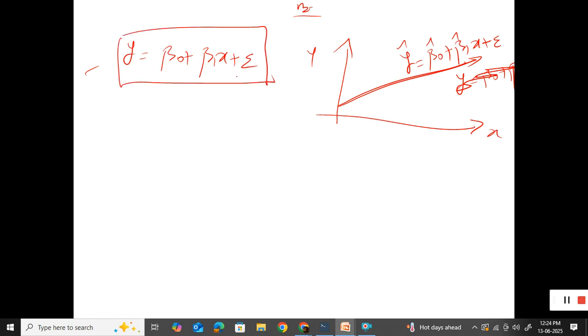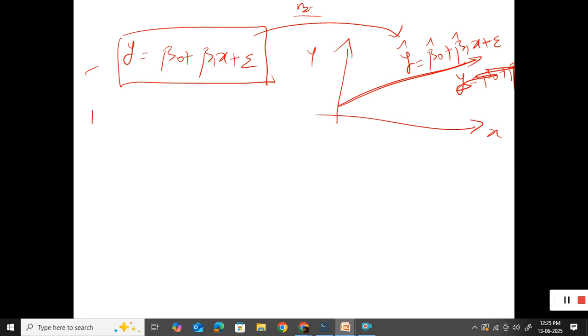Once you train your model with the historical data, your model is prediction ready, right? Once you train your model, the equation becomes something like this: y hat is equal to beta naught hat plus beta 1 hat into x. So this is the predicted values. The predicted values lie on your straight line in the linear regression.